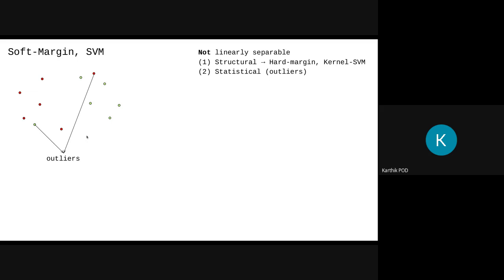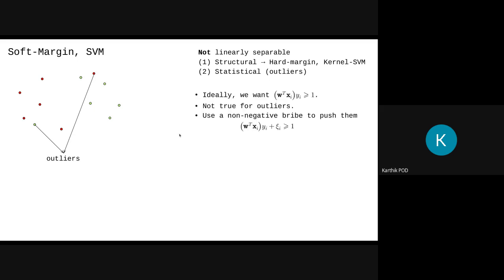Whatever kernel you use, the problem is not going to be solved, because the decision boundary is linear, but it so happens that we have two outliers, one green here and one red here. So in these cases, you add an extra term called psi i or epsilon i. The professor calls it a bribe. So you use this non-negative bribe to push these points to the right side. How much bribe should I pay so that these points move to the right side of the decision boundary? That gives you the soft margin formulation.